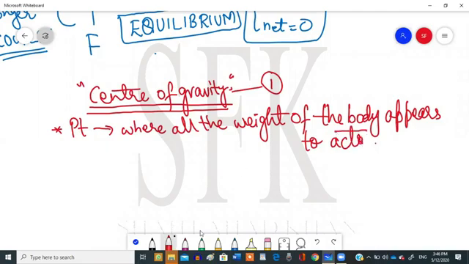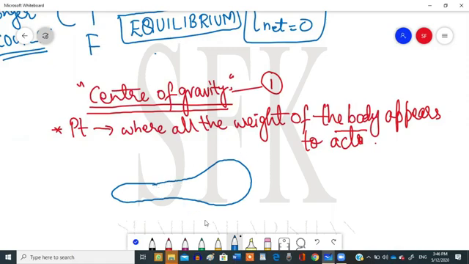And I told you in case of a uniform plank, it acts at exactly the geometrical center. Yes. Now, what about non-uniform masses? For example, if I have a mass like this, and it has a greater mass to the right and a lesser mass to the left. So in this case, where will its weight act from?